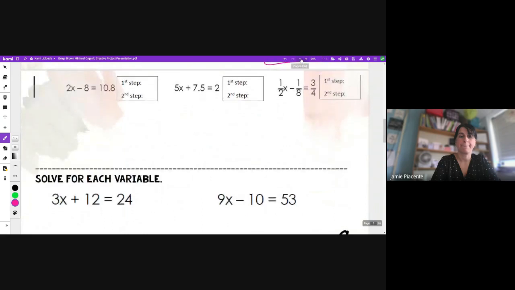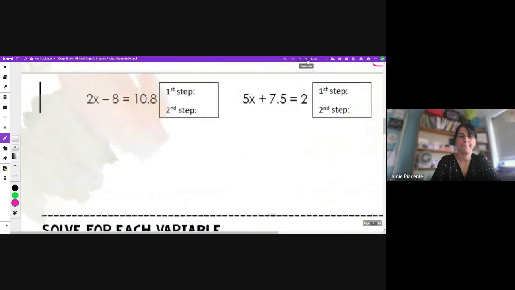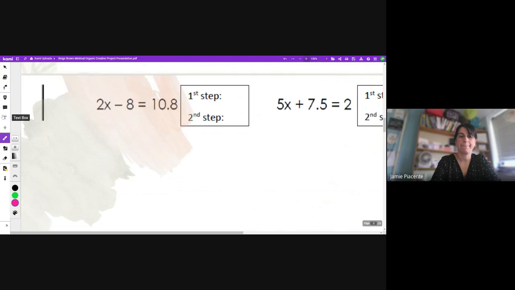Okay. If you want to write the first step, you can. You don't need to. So I'm going to start by drawing my line. I first find the number all by itself with no x attached to it. So here we go. It's a -8. How do we get rid of -8? We add 8.